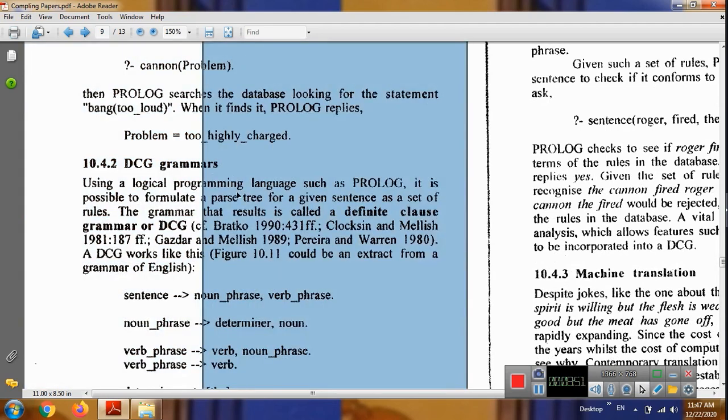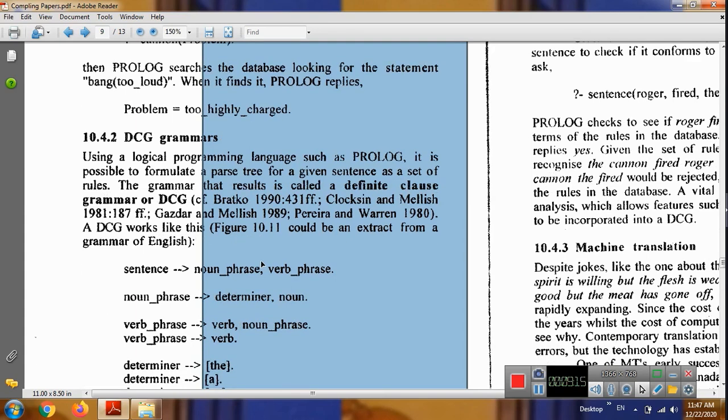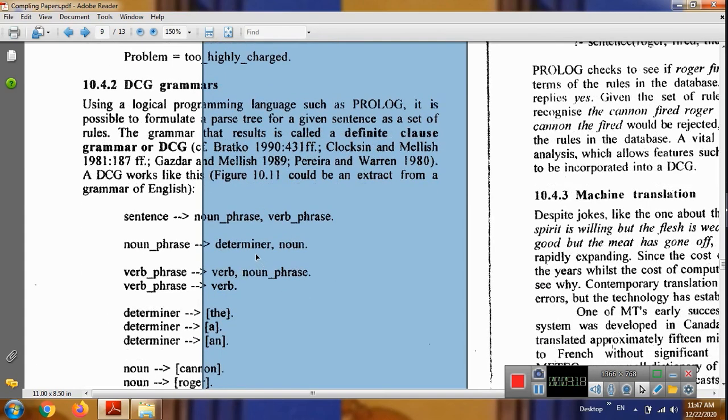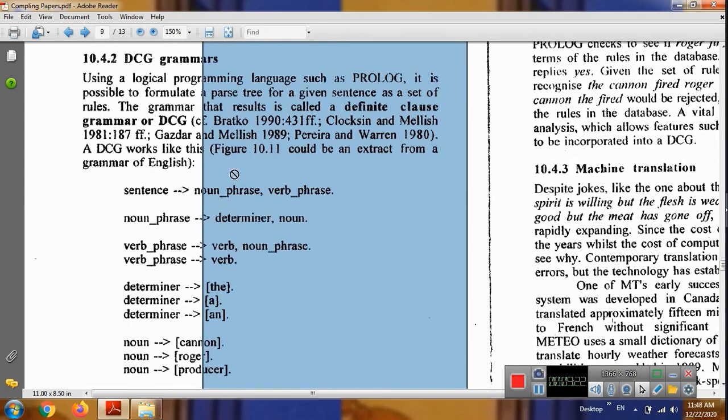About DCG grammars: using a logical programming language such as Prolog, it is possible to formulate a parse tree for a given sentence as a set of rules. The grammar that results is called a definite clause grammar, or DCG. A DCG works like Figure 2.11, which could be an extract from a grammar of English.